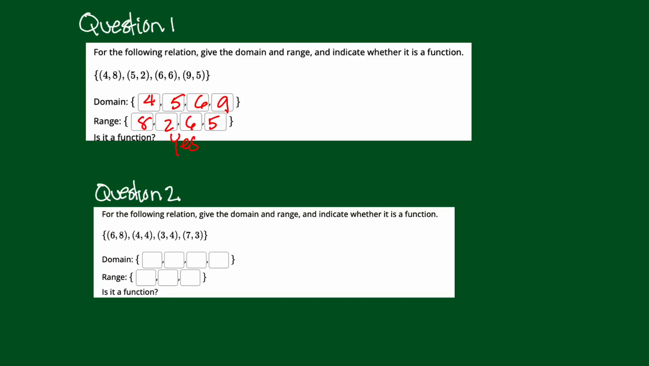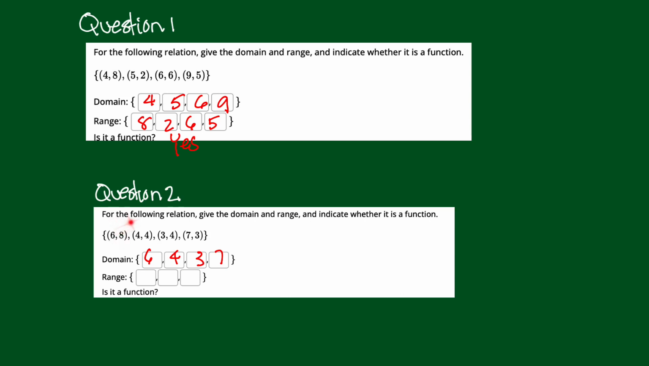Question 2, much the same as question 1. First of all, what is the domain? Now, the domain is the collection of first elements. All right, so what are we going to look at here? 6, 4, 3, and 7. All right, let's list those. 6, 4, 3, and 7. First components. The range, that's the collection, the set of second components.